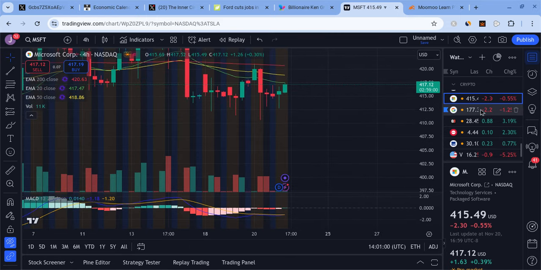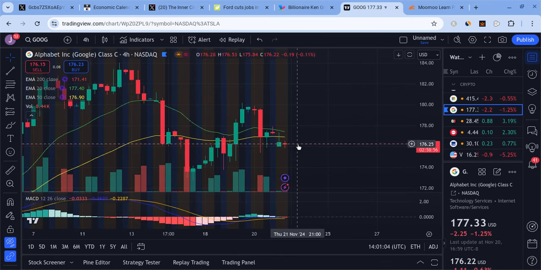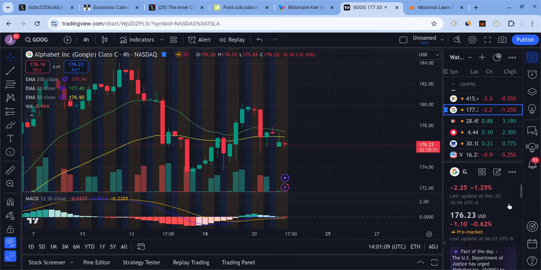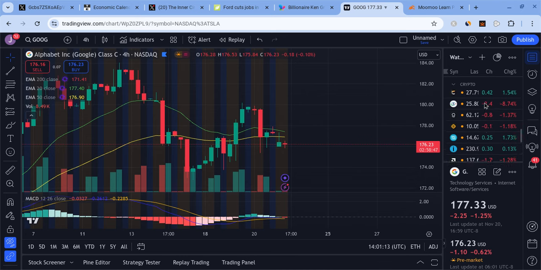Looks bullish to me. And then Google, it's kind of flat right now. As long as you don't lose 175, I do think we could be on our way back up to 177. Overall, we're just kind of flat. There was some negative news that came out, but besides that, we'll just have to give it some time to develop. So with that being said, guys, the market's trying to push right now.